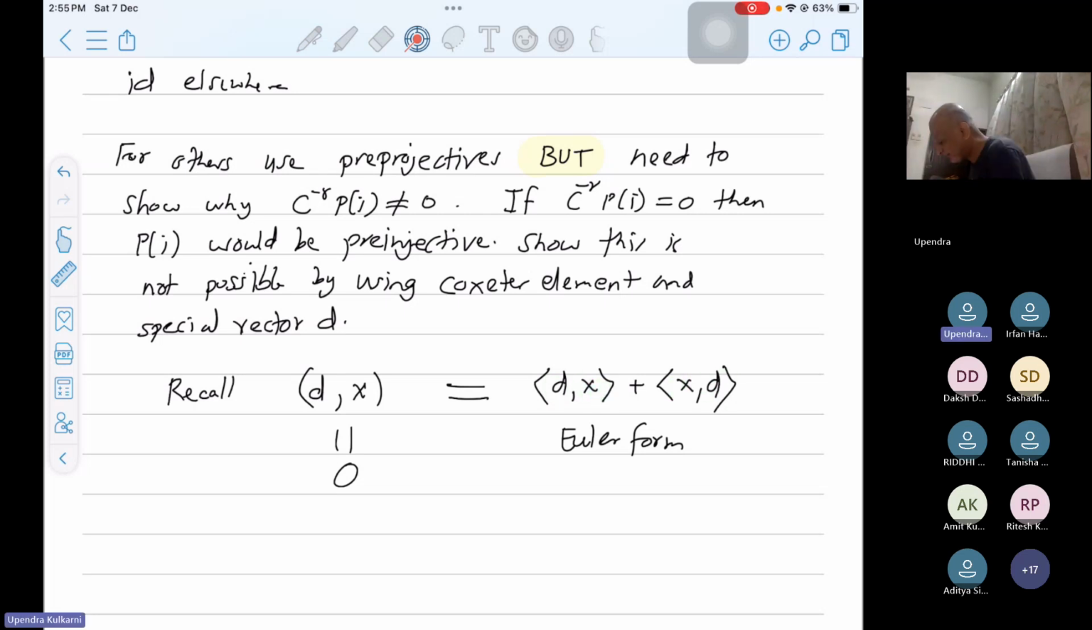So let me end by showing that the way I characterize whether a representation is pre-projective or pre-injective is by saying that its bilinear form evaluated on this special vector D is positive or negative. That is going to be the criterion.